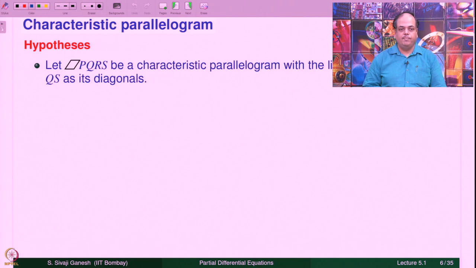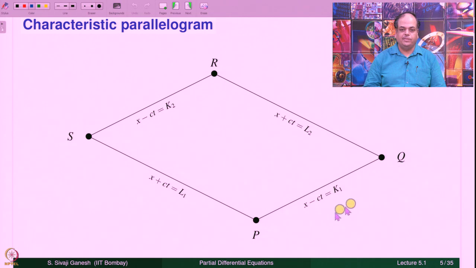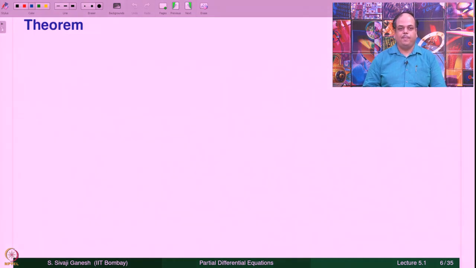So, we have this theorem. Suppose PQRS is a characteristic parallelogram with the line segments PR and QS as its diagonals. This is just to fix a picture. PR and QS are diagonals. So, in principle Q can be here and S can be here, but we are going to say that without loss of generality, let us assume PQRS, the vertices of the parallelogram, are described in this anti-clockwise manner. After all, this is only a description, naming.